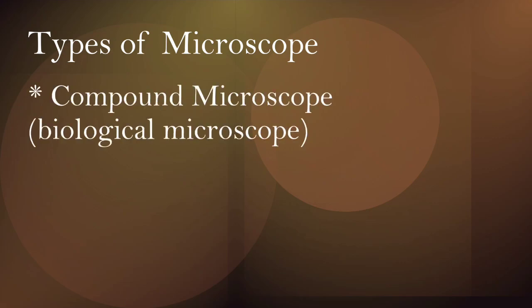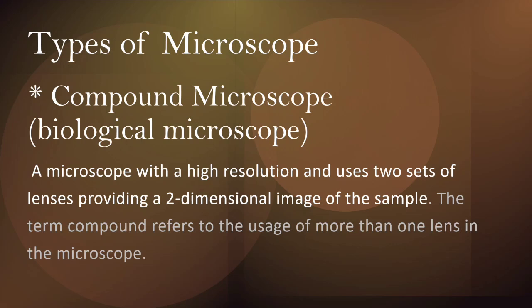We have the compound microscope. Majorly, this is the biological microscope. This is the one we use in the biology lab, okay? It's a microscope with a high resolution and two sets of lenses providing a two-dimensional image of the sample. Now, have you ever heard of compound microscope? Why is it called compound microscope? The reason is because it has two sets of lenses, okay? And the function of these lenses is to provide a two-dimensional image.